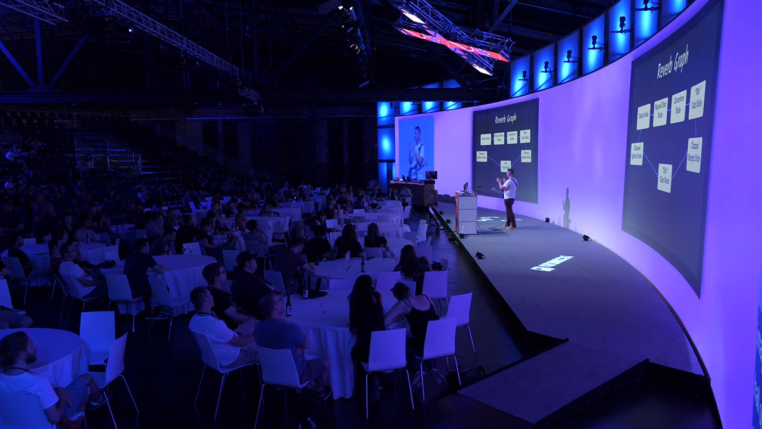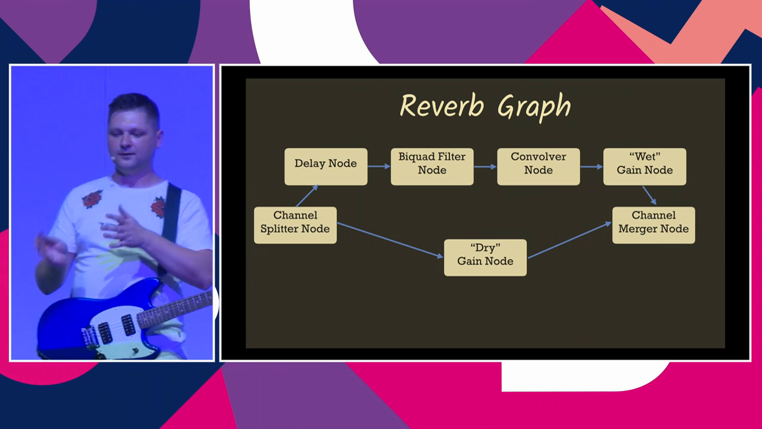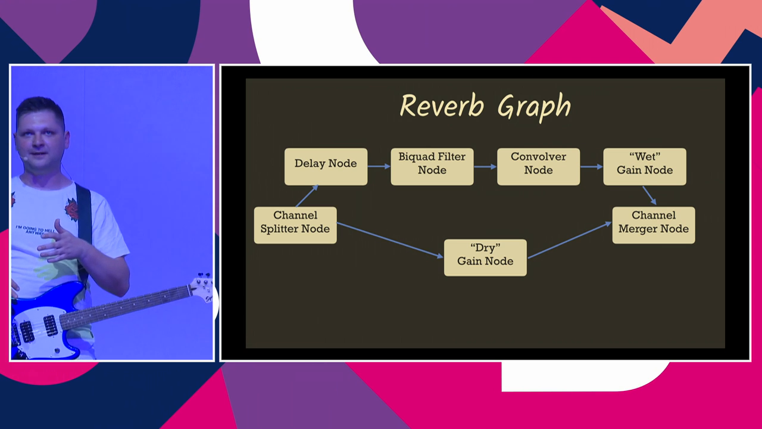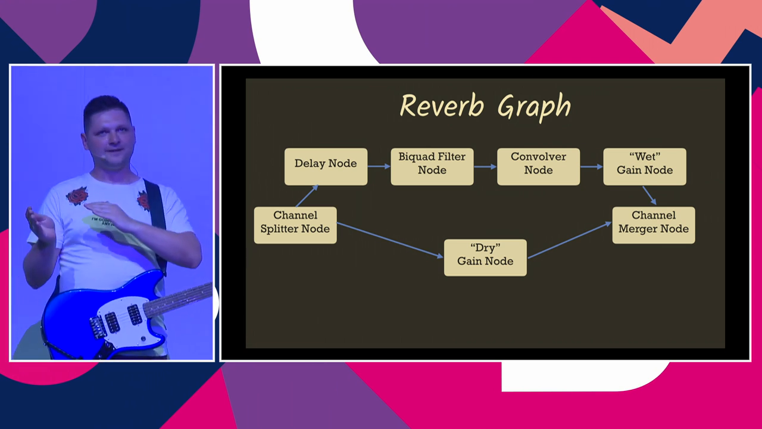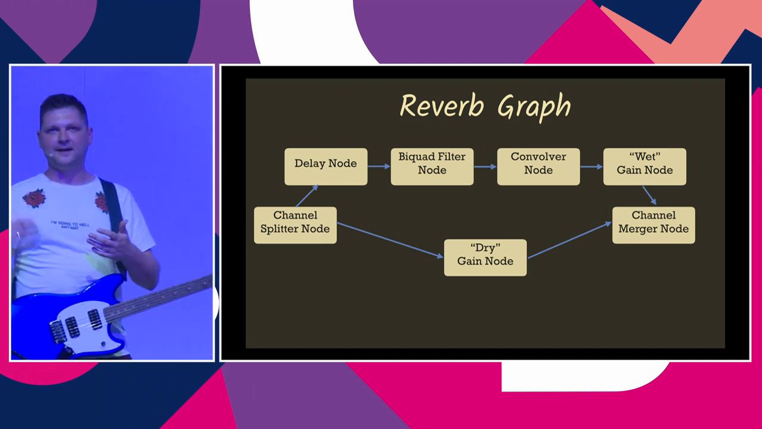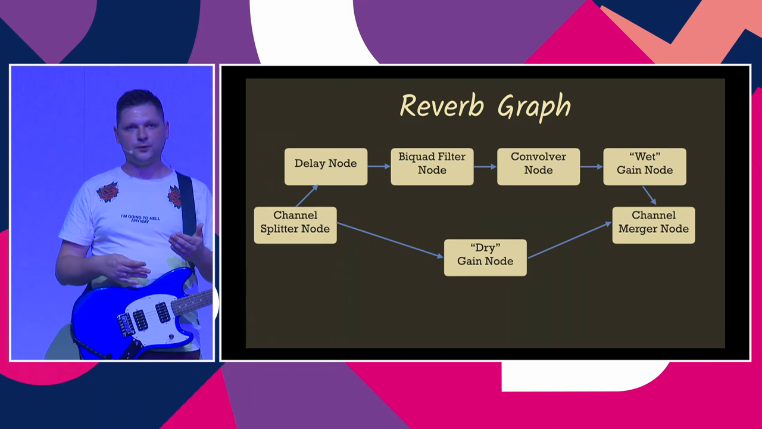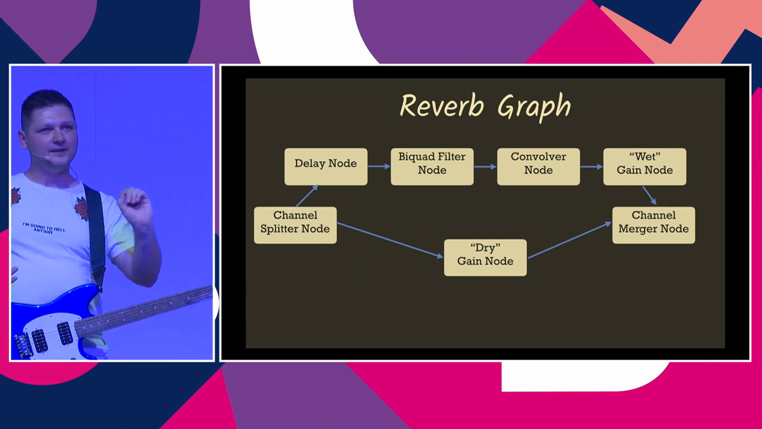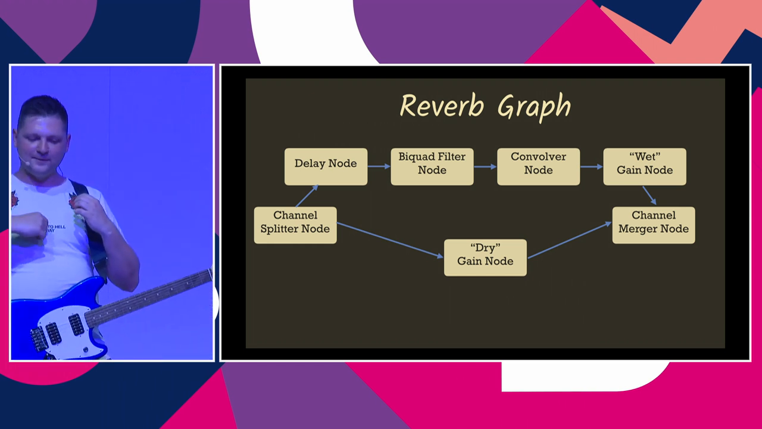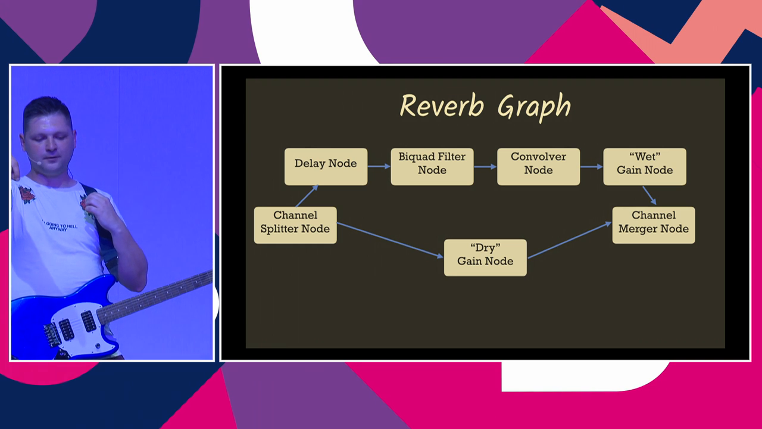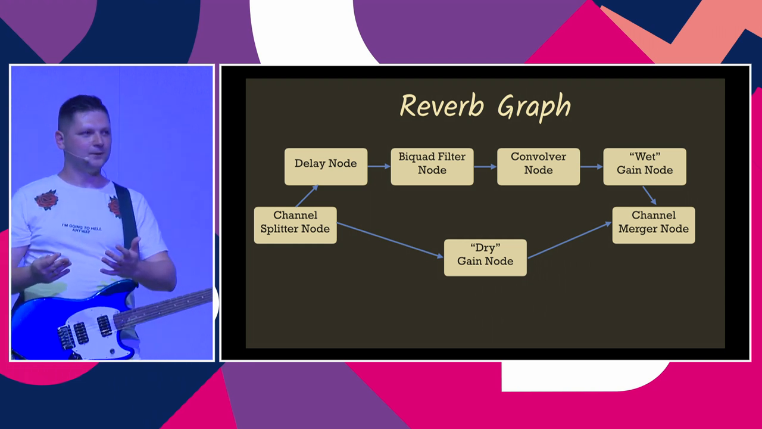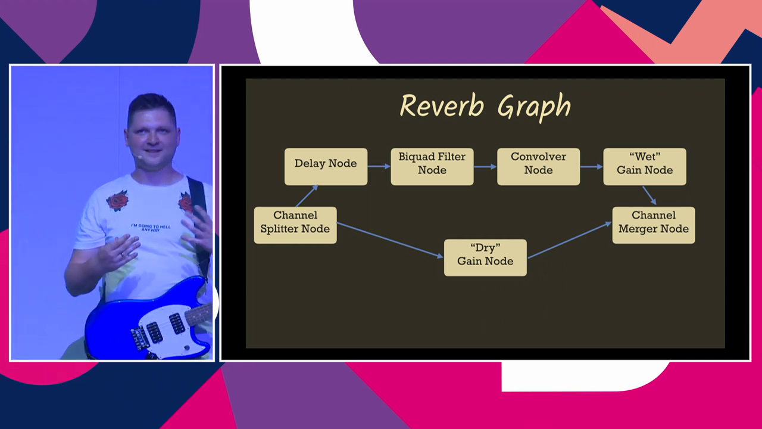So basically, we want to split our input into two channels. The first one will be a clean channel, completely untouched. We will mix it with the modified stream, merging it again at the end. And on the second stream, we want to slightly delay our sound to express the time it takes for the sound to go to the walls and come back to you. So it's trying to do the same thing as in the real world.